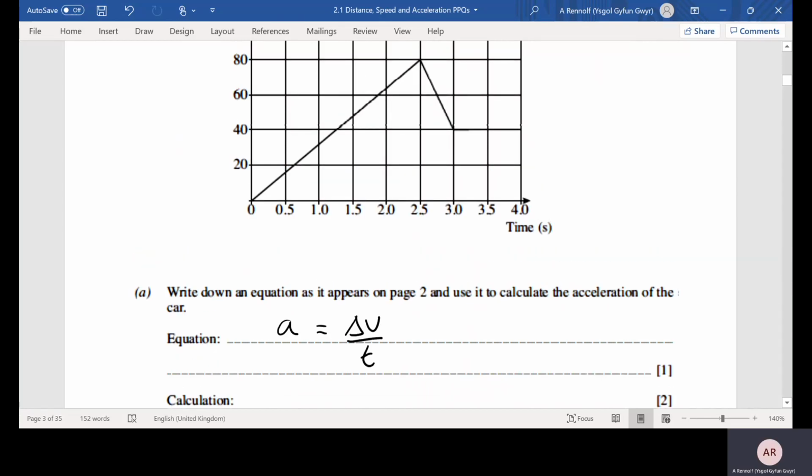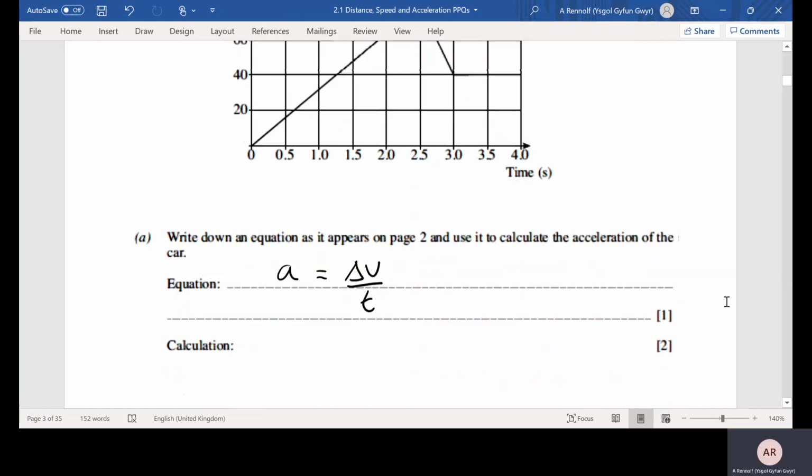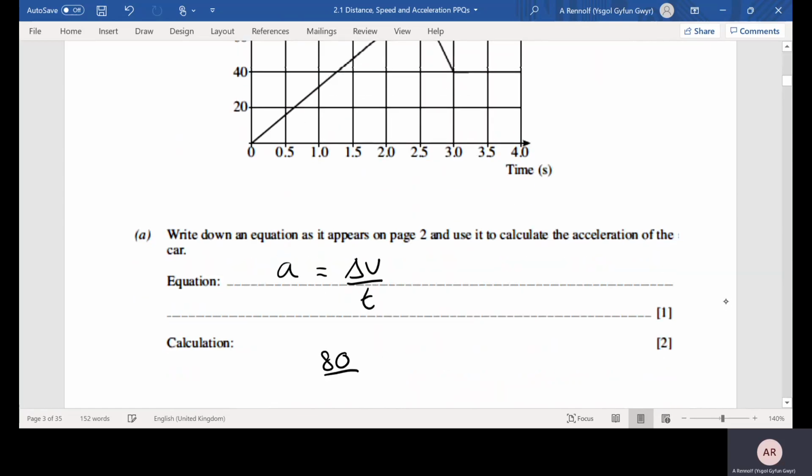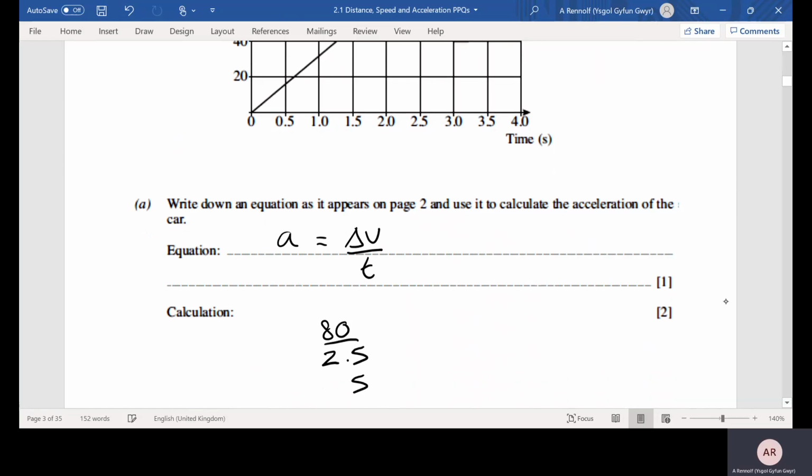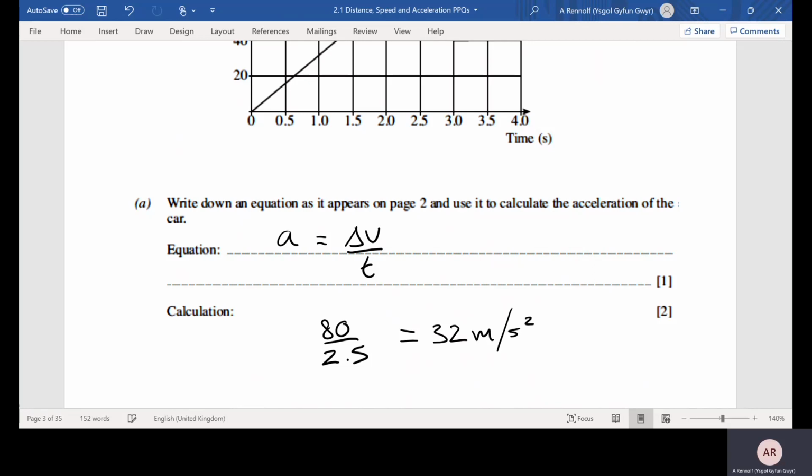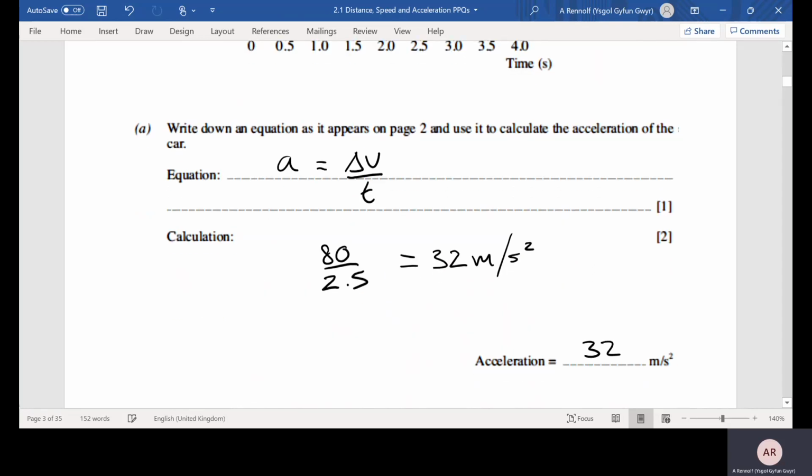Calculation then, well, we want to put in our numbers, but first let's just establish what's what. Delta v, the change in velocity or change in speed, is 80, because we start at 0 and we end up at 80. And our time period for the accelerating part of the journey is 2.5. We start at 0, it takes 2.5 seconds. So the calculation then is 80 over 2.5, which is 32 meters per second squared. So we'll put our answer in the box there, 32 meters per second squared.